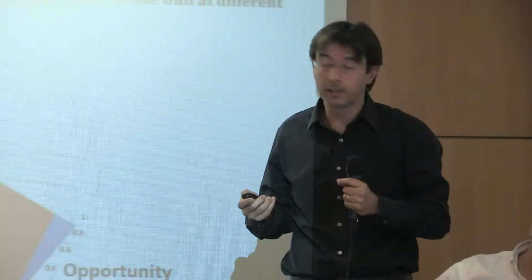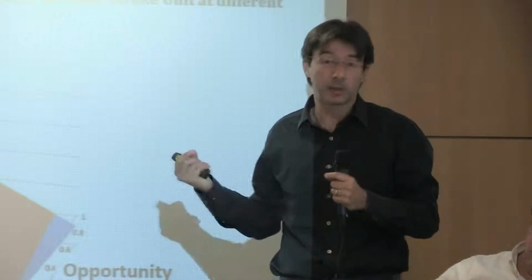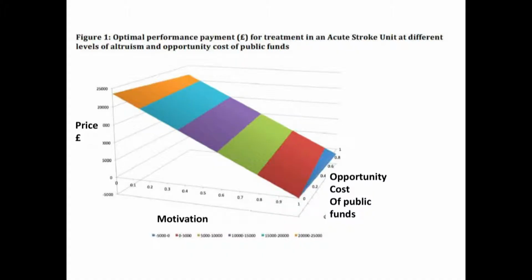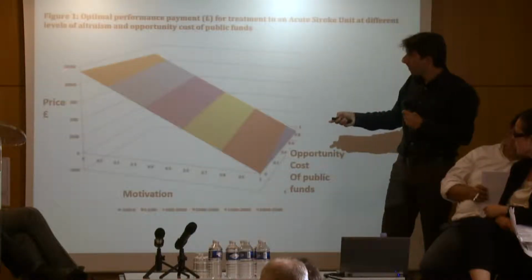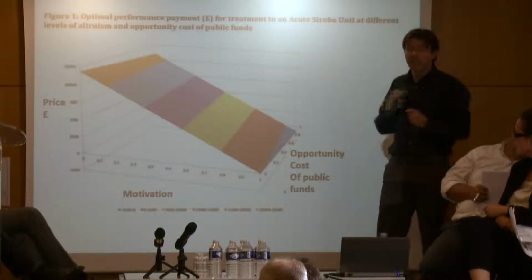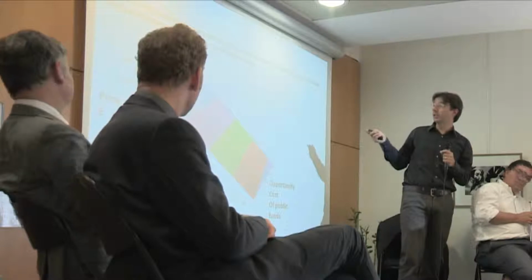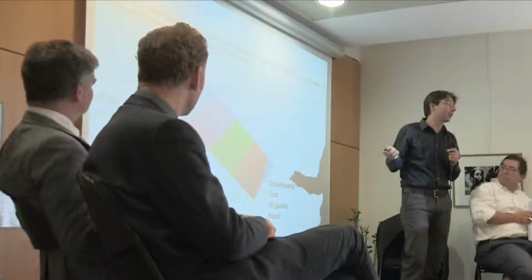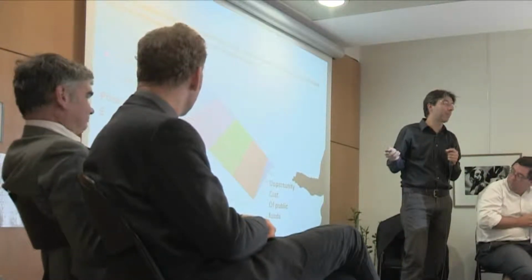And then we put it all back into the pricing formula, and that's what we get. So this is a hopefully nice diagram. This is the degree of the motivation of the provider. This is the opportunity cost of public funds. So suppose that the hospital is really unmotivated, so that you really would have to incentivize them quite a lot. How high should be the price for a patient that is admitted in a stroke unit? Well, that's £25,000. That's a massive price.